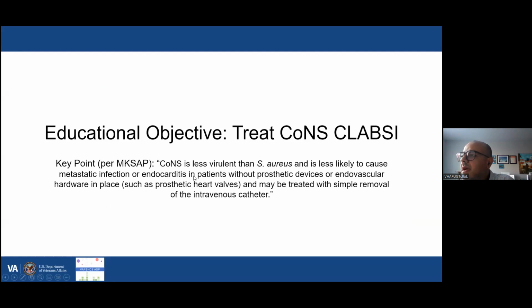And yeah, so the key point here is that coag-negative staph is less virulent than Staph aureus and less likely to cause metastatic infection or endocarditis in patients without prosthetic devices or endovascular hardware in place, and it may be treated with simple removal of the intravenous catheter. So I think the answer is actually C. Correct me if I'm wrong, Sandra, but you can just remove it and be done with it, right?